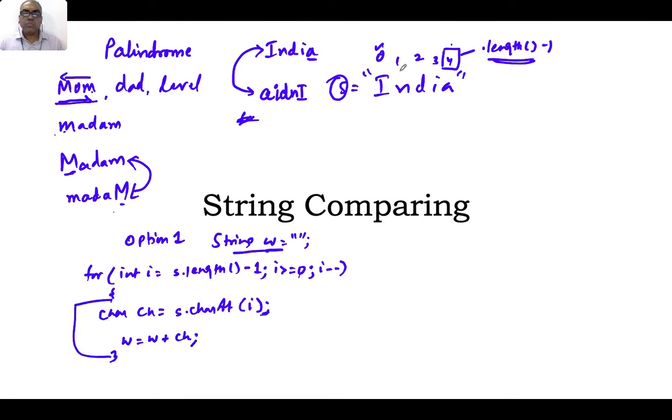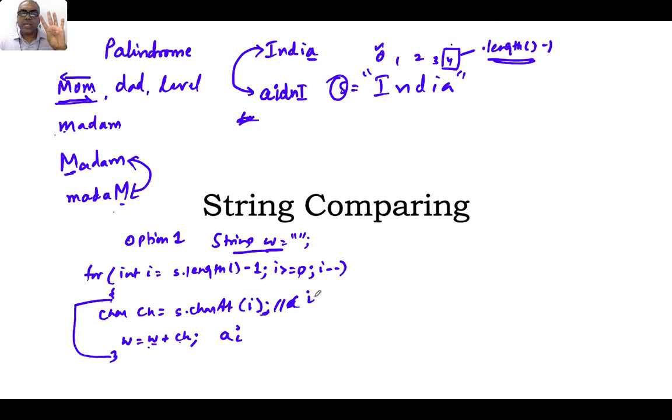Now look at this, assuming the input value is India. S dot length is 5, 5 minus 1 is 4. At number 4 the character is A. Nothing plus A is A. The loop repeats, the computer will go to the previous character, at position 3, which is I. A plus I is AI.